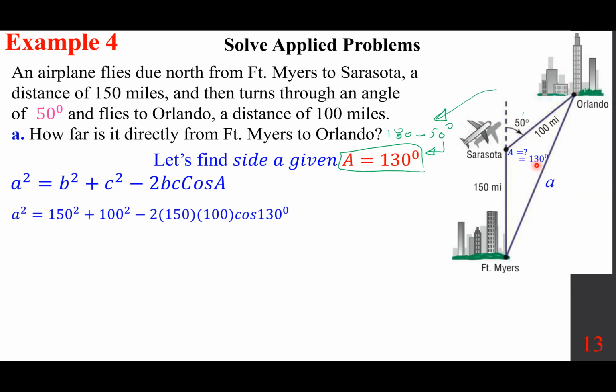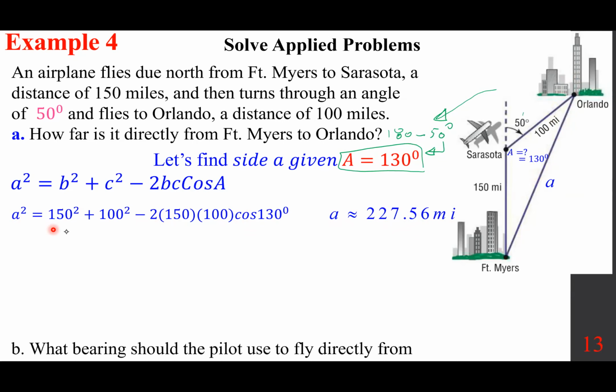And at this point, again, you just have to plug in. I'm going to assume everybody can use a calculator, step by step, and come up with A squared. Then you take a root, and A becomes 227.56 miles, close to 228 miles. That would be the direct distance. Again, the couple of steps using a calculator, just plug in, come up with A squared first, then take a root.